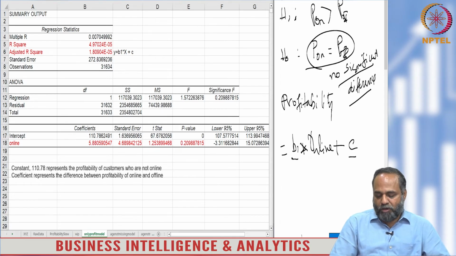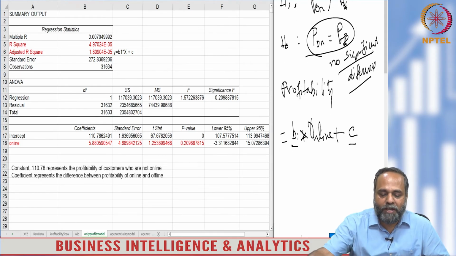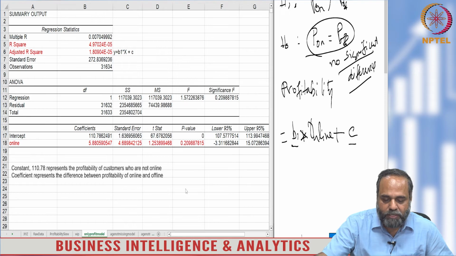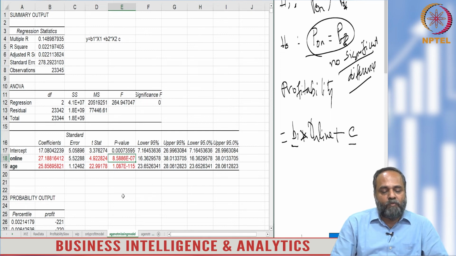So as a manager, you are not able to give any convincing results, or you are not able to draw any clear insight, okay. You expected that there is a significant difference, but you didn't get it, okay. So what I am trying to do now is, instead of stopping my analysis here, let me go one more step. Let me add one more variable to the model.